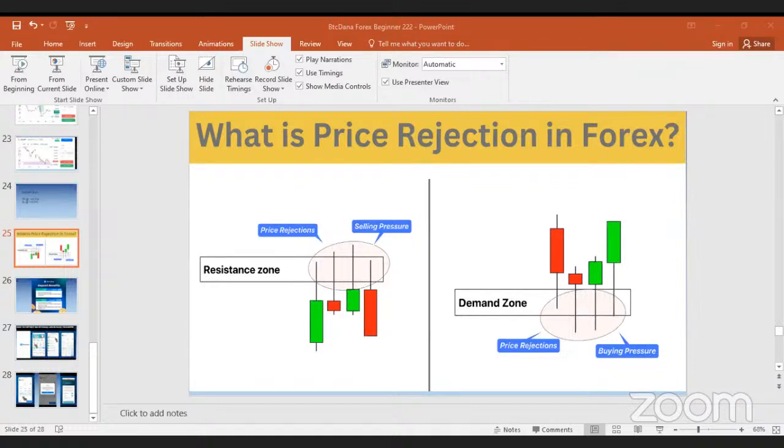So let me quickly share our trading app screen again so that we can look at the market together.